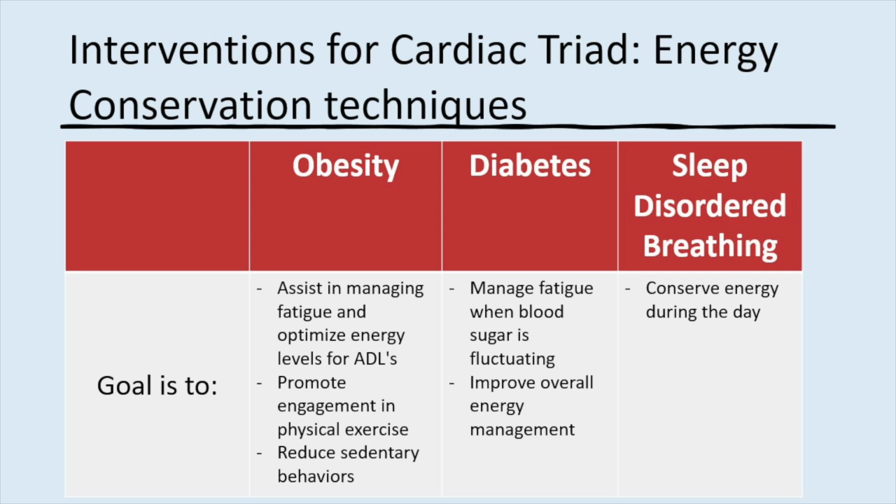With diabetes, a person's blood sugar can fluctuate high or low, so it's important we educate our client on the importance of knowing how to conserve energy when the blood sugar is too low or too high. With sleep disordered breathing, if clients know how to conserve their energy during the day, there's a chance to reduce the daytime sleepiness and fatigue that can come from not getting enough sleep at night. So that's the biggest point with sleep disordered breathing, is just to conserve our energy during the day by using the 4 Ps, for example, or adaptive equipment.